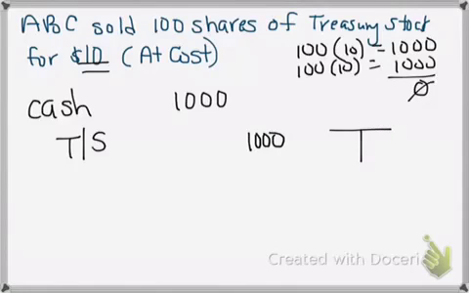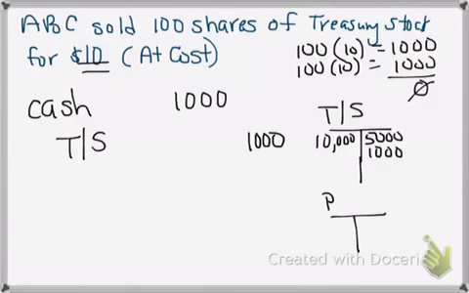So now when we get finished with this particular entry, we started with the $10,000, we had the $5,000, now we're down to $1,000. And as far as our treasury stock is concerned, this one did not do anything with our paid-in capital for treasury stock, so it is still sitting at the $500.